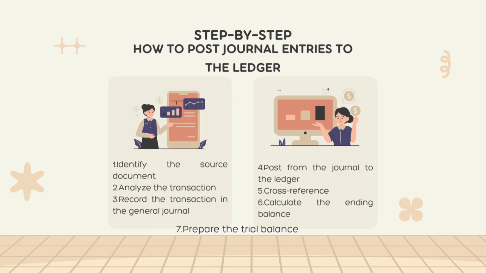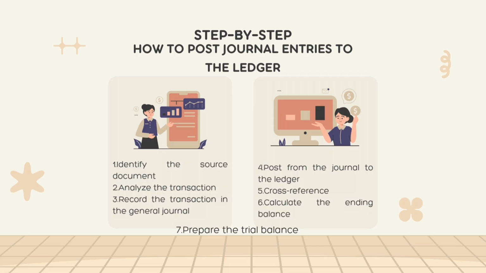Third, record the transaction in the general journal by writing the date, debit entry, credit entry, amount, and a short explanation, and assign a journal reference number such as J1, J2, or J3. Fourth, post from the journal to the ledger by opening the related ledger account, transferring the amount into the debit or credit column, writing the date and journal reference, and updating the running balance. Fifth, perform cross-referencing by writing the ledger account number in the journal and the journal reference number inside the ledger, creating a complete audit trail that helps trace or avoid errors.